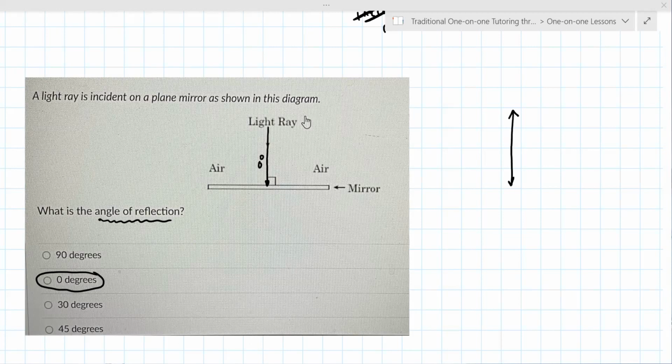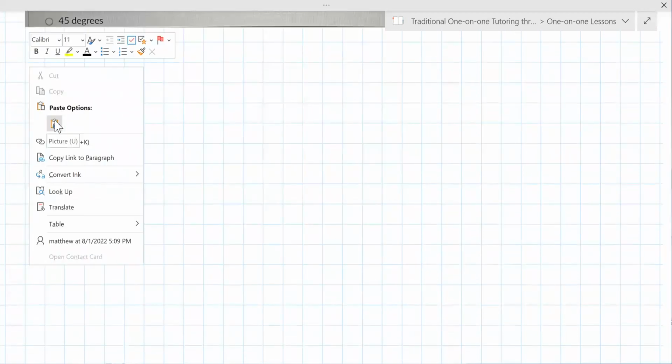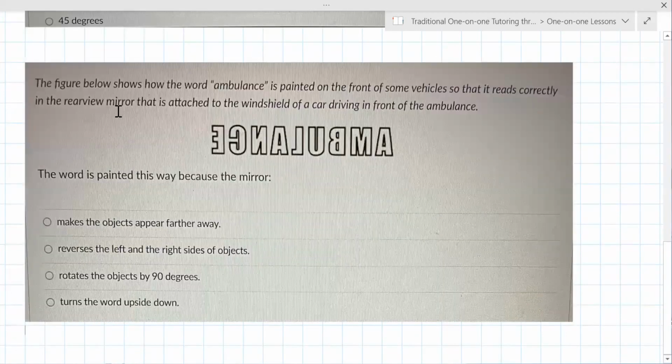Okay, next question. The figure below shows how the word ambulance is painted on the front of some vehicles. The idea is that when you look behind, this is on the car behind you on their hood, which is awkward because I think you said you're driving.